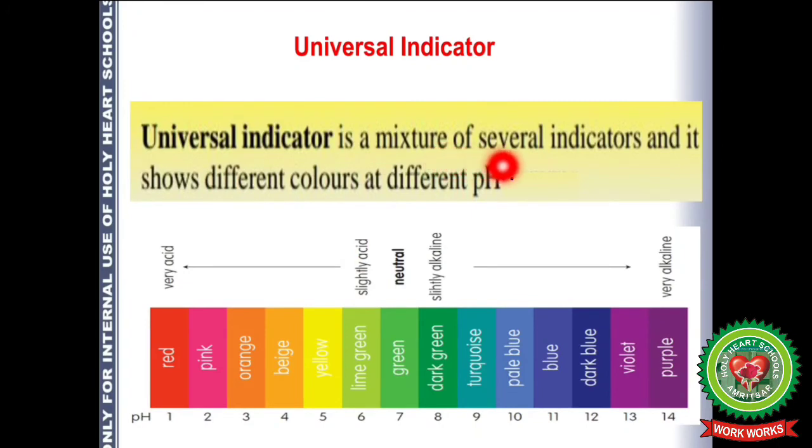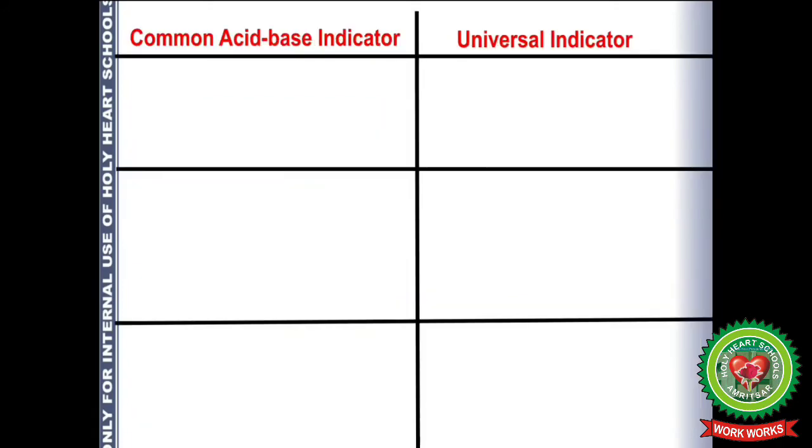Universal indicator is a mixture of several indicators and it shows different colors at different pH. Supposing it is pH 4, it is this color. If it is pH 5, it is yellow. If it is pH 1, it is red. If it is 14, that means it is purple. If it is 13, it is violet. So different colors will be provided and we will come to know what the pH of the particular solution which we have taken is.